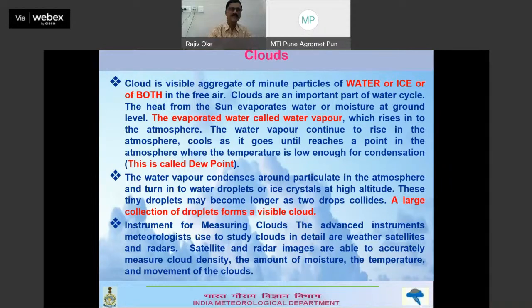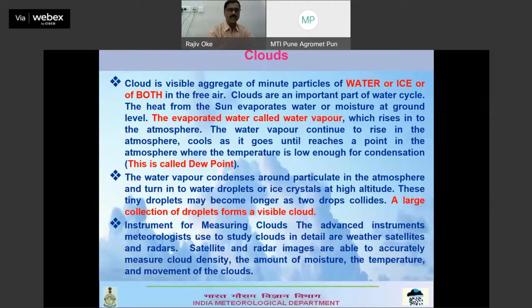Cloud is a visible aggregate of minute particles of water or ice or both in the air. Clouds are an important part of the water cycle. We know the fact that heat from the sun evaporates the moisture at the ground, and water vapor is formed. It rises in the atmosphere, cools as it goes up, and reaches a point where the temperature is low enough for condensation. That is known as the dew point.